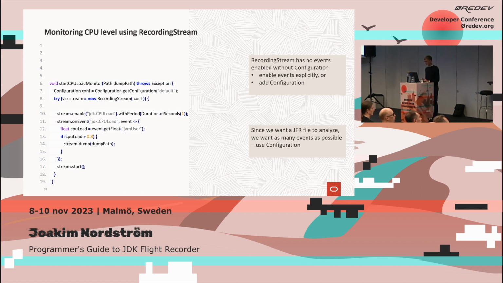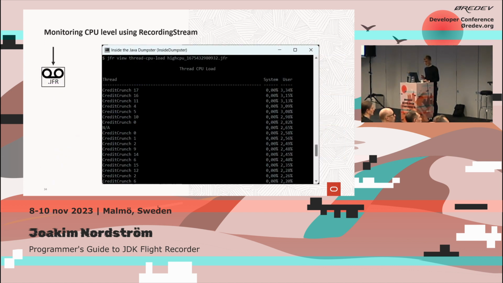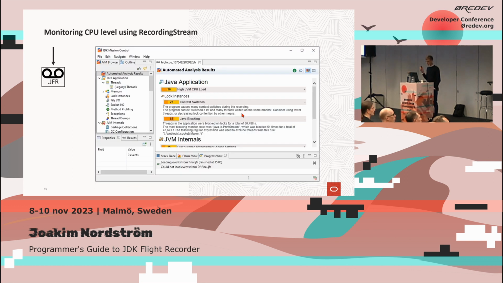And with this recording, I just want to briefly show how we can analyze it. We can start by using the JFR view. Here I choose the view thread-cpu-load, which gives a list of all the most CPU-consuming threads. And we can see that we have a lot of CreditCrunch threads that appear to take up our CPU. In order to understand what this does, we can open the recording in JMC instead.